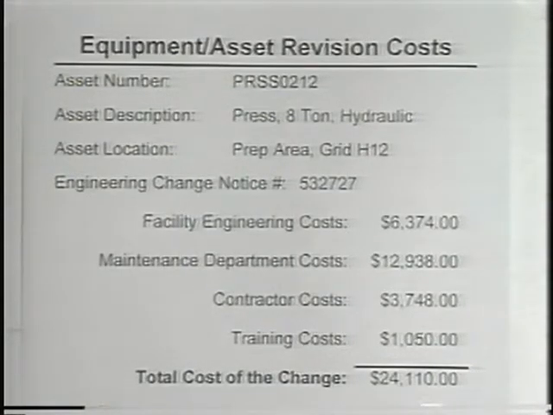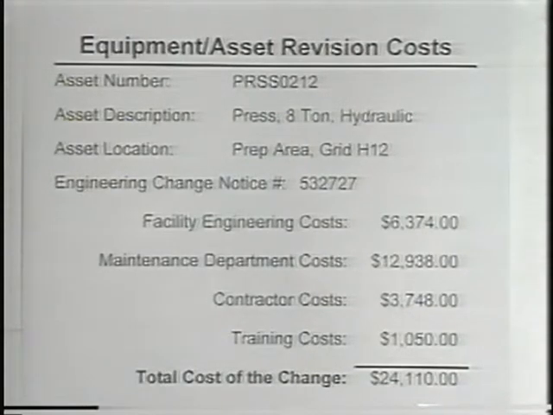Now turning to Exhibit 4-1B. Here we are going to look at equipment asset revision costs. In this case, we have the asset number, the description, and its location. Since this is not a new item, but a change cost, we are tying that in with engineering change notice number 532727. And again, we show all of the various costs from facilities engineering through training cost.